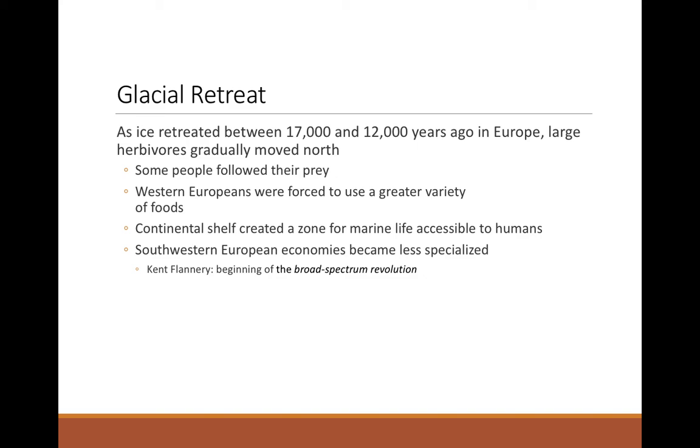We are instead sedentary foragers who are increasing the amount of our diet that's based on plant resources, who start to hunt in different ways. Kent Flannery calls this the beginning of the broad spectrum revolution. We're going to talk about the broad spectrum revolution and the origins of the Mesolithic even more next week as we talk about the advent of agriculture. But this is where we see sedentism emerge.